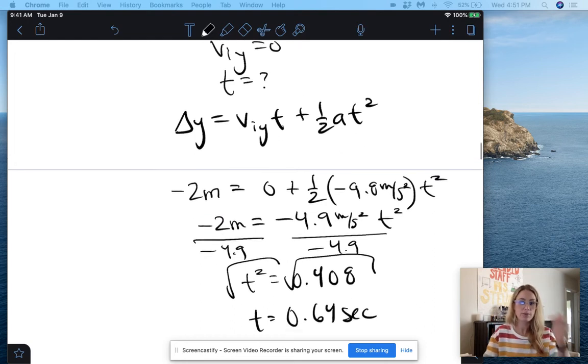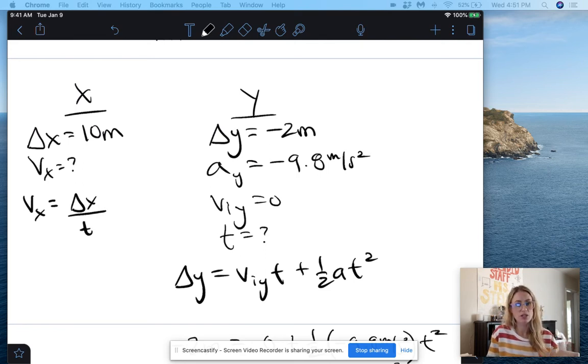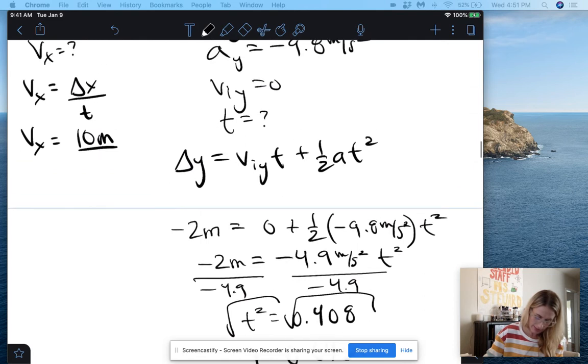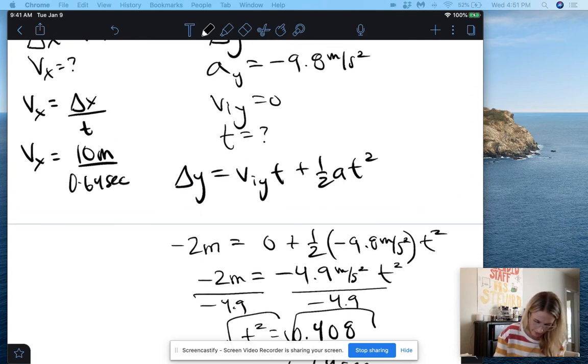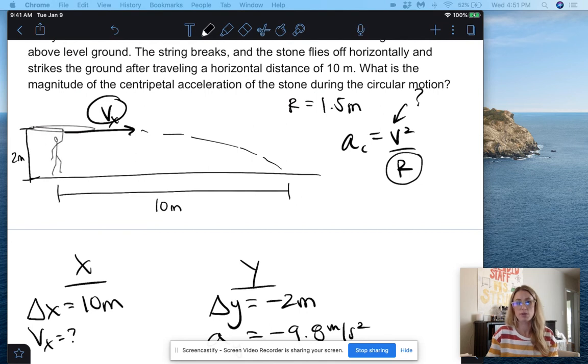So now that we have the time, we can then plug it back into the x direction equation, which is the constant velocity equation, because remember, in projectile motion, there's no acceleration in the x direction, the horizontal direction. So in order to find the velocity, we get the range, which was 10 meters, divided by the time, which we just found to be 0.64 seconds. And we get that the velocity in the x direction is equal to 10 divided by 0.64, which is 15.625 meters per second. And then now we can use this equation to solve for centripetal acceleration.